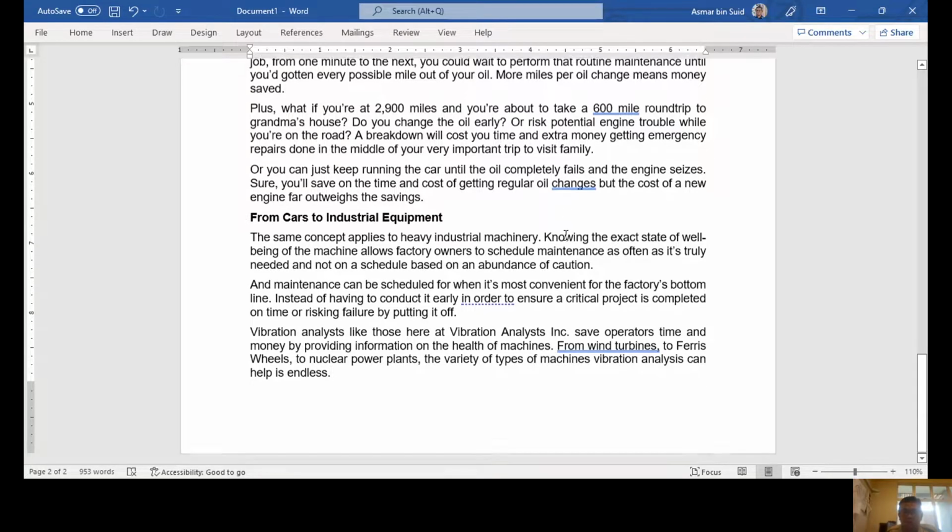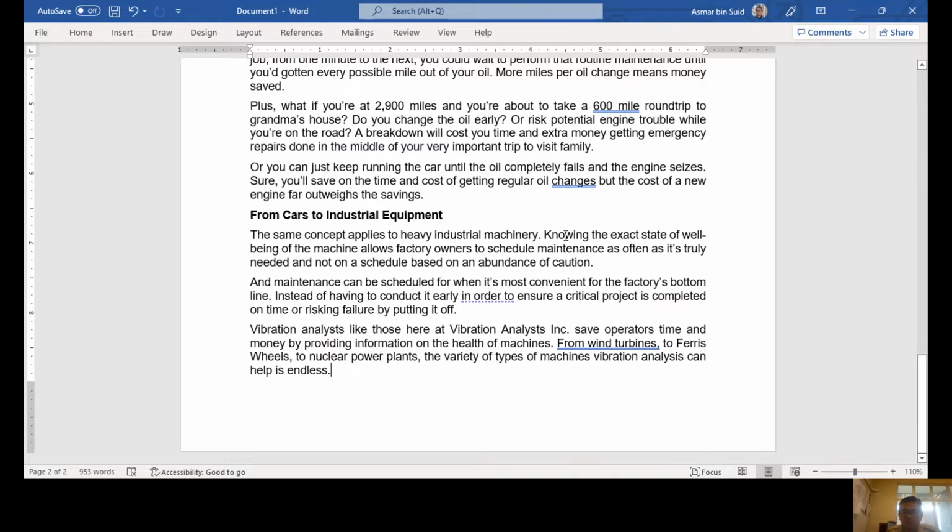So vibration analysis is one of the methods where we can save the operator's time and save money by providing information on the health of the machine.